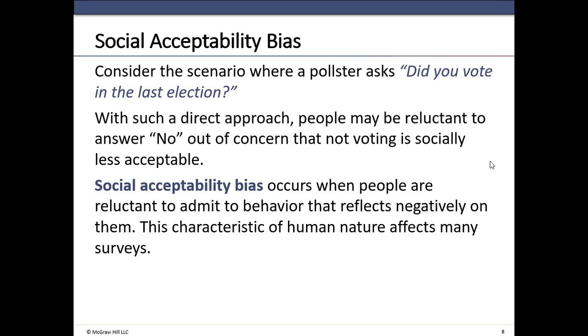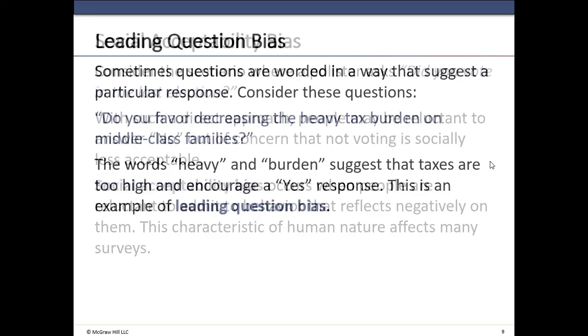As they explained, if somebody is asked directly, "Did you vote in the last election?" many people will say yes, although they might not have participated in the election. Why? Because it's socially acceptable to vote in an election. So this response has a social acceptability bias in it.